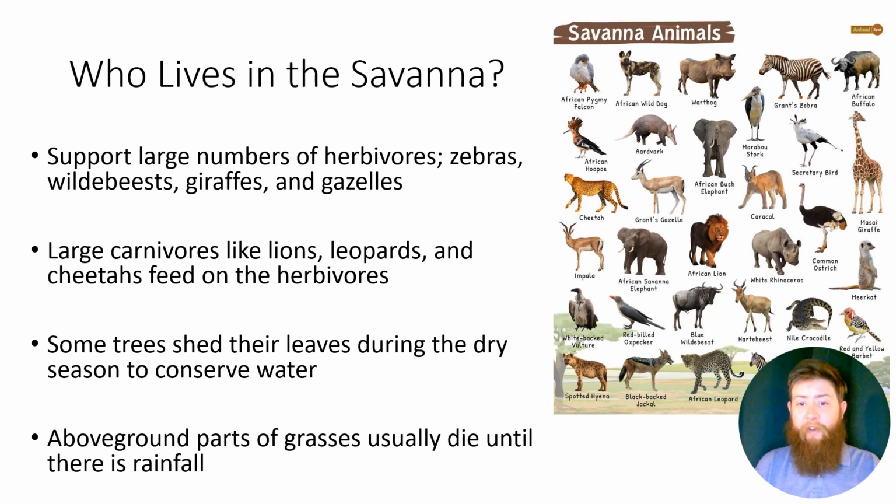With this area, some of the trees shed their leaves during the dry season to conserve water, and then they will grow their leaves back once it's the wet season again and it starts to rain. And then, like in the grasslands, the above ground part of grasses usually die, and then once there's rainfall, the roots grow again, and that plant starts over.